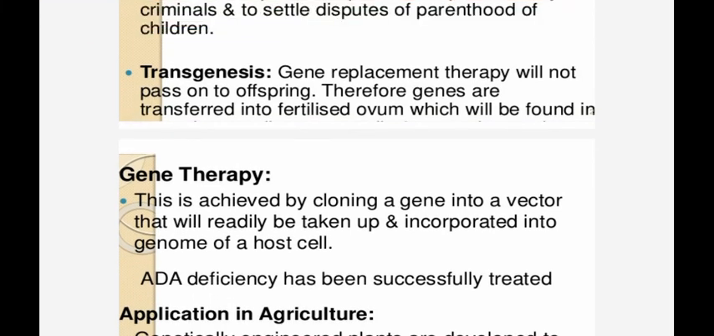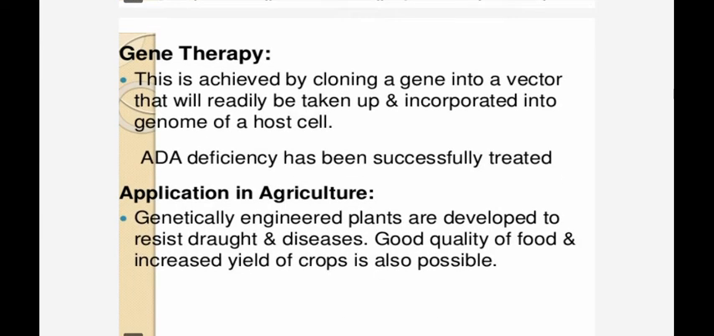Transgenesis: gene replacement therapy will not pass on to offspring. Therefore, genes are transferred into the fertilized ovum, which will be found in the human egg. Then gene therapy. This is achieved by cloning a gene into a vector that will readily be taken up and incorporated into the genome of the host cell. ADA deficiency has been successfully treated.